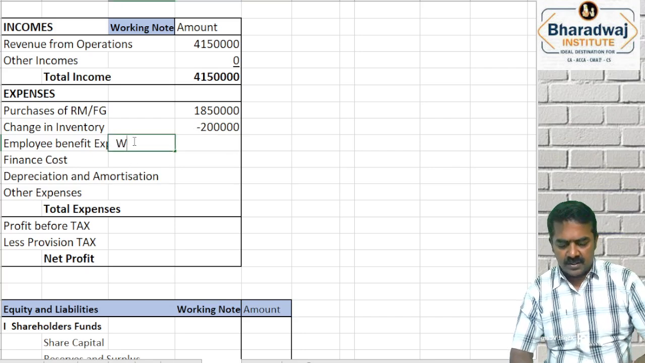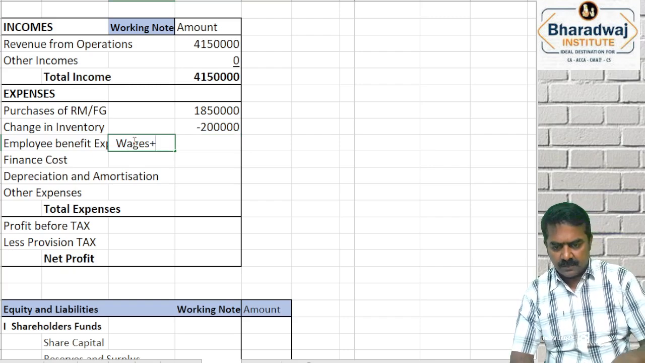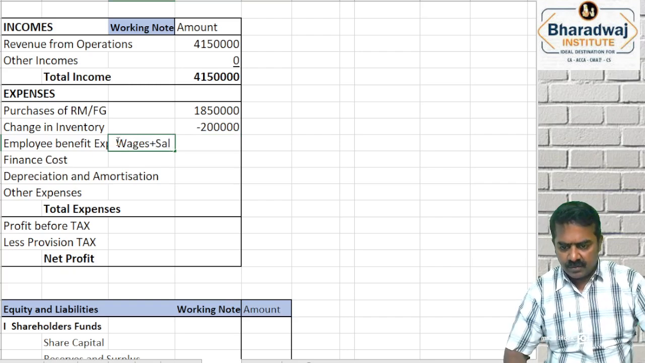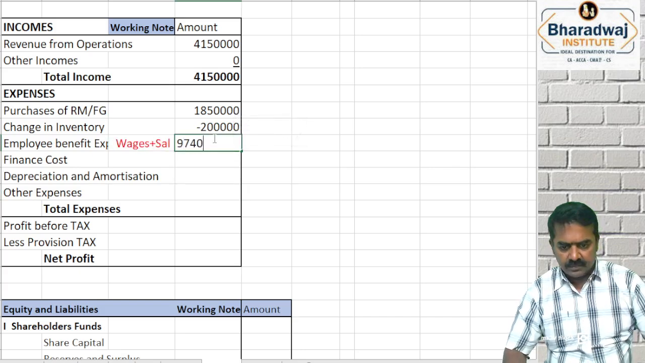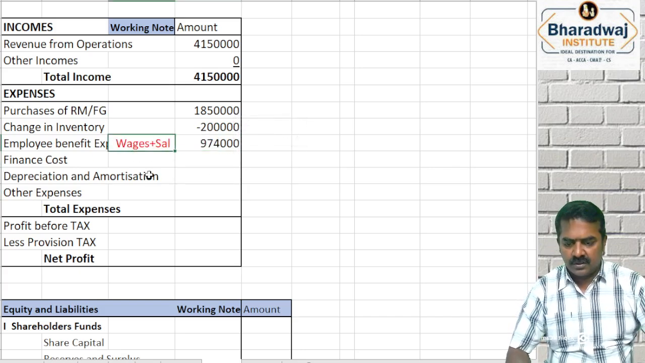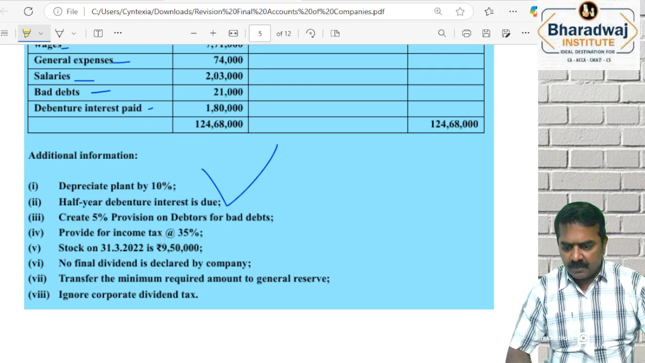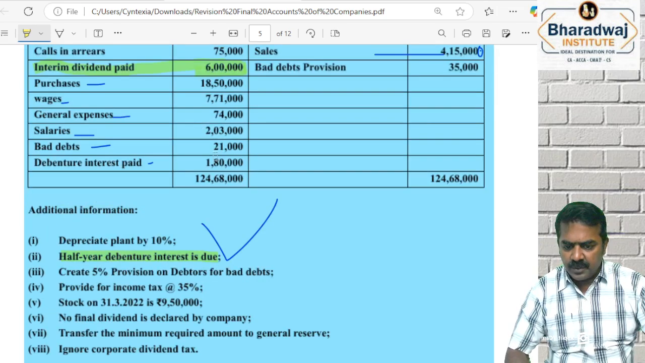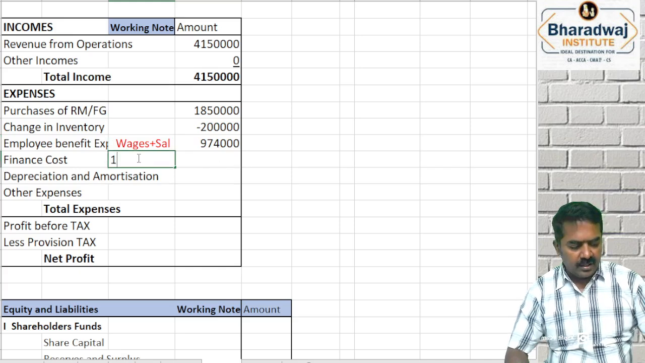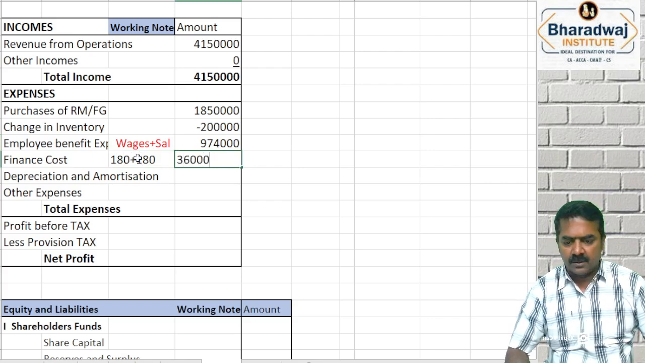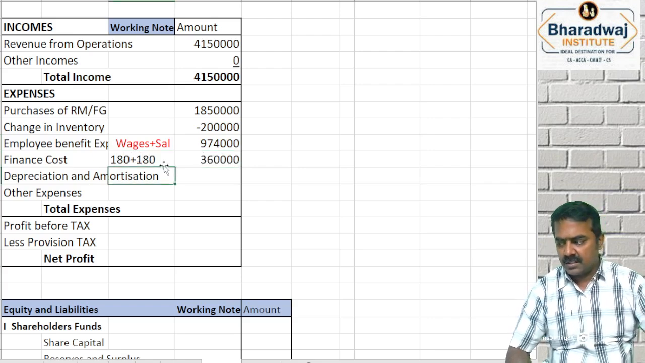Then employee benefit expenses, wages and salaries. 9,74,000. No outstanding, sir. Finance cost, look at interest. It is given that half year interest is due, which means 1,80,000 is paid for half year, remaining 1,80,000 is outstanding. Of course, the outstanding expenses will come in the P&L. 3,60,000 will come.